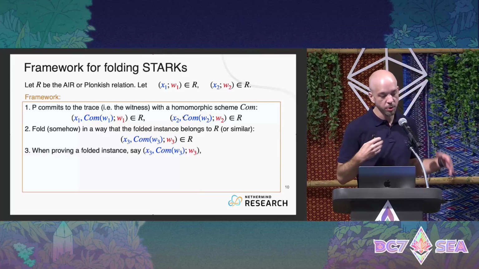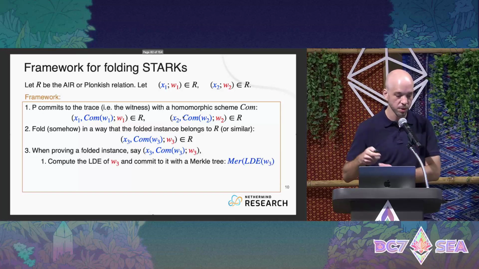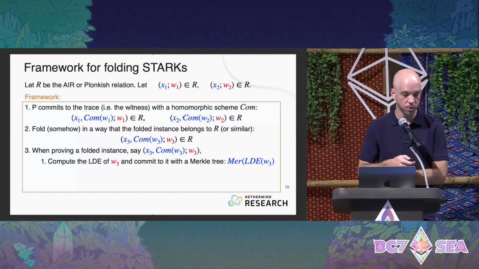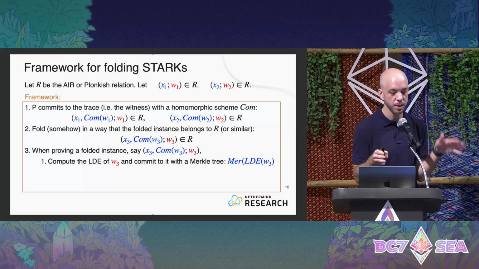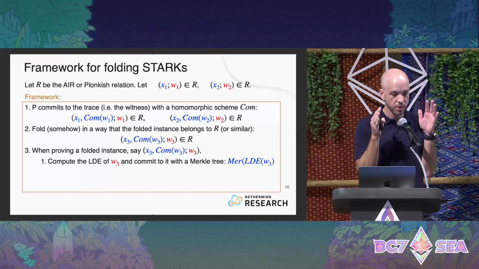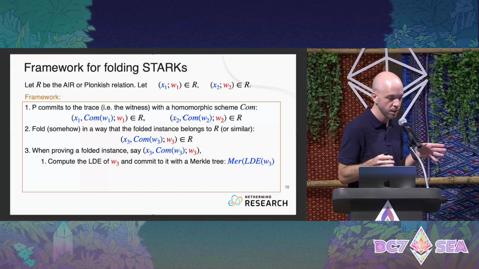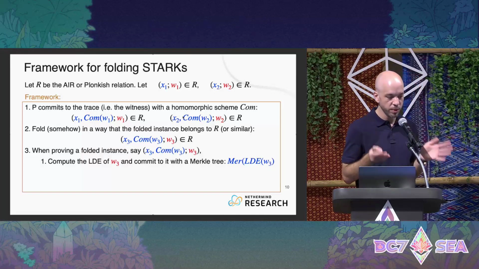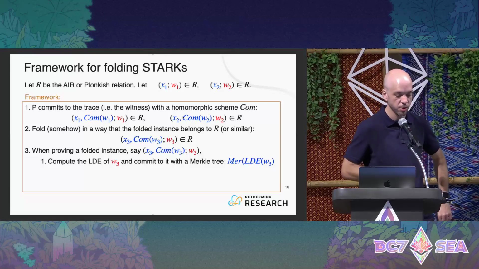And now say that we want to prove a folded instance. So we have done folding, and now we want to prove the folded instance witness pair. So what would the prover and the verifier do? The prover computes the low-degree extension. So we want to use Starks, right, to prove the folded instance. And if you are using Starks, you have to encode the witness because you are going to use error-correcting codes. So the prover computes the low-degree extension of the folded witness, W3, and commits to it with a Merkle tree, as if it was just using the Stark protocol.